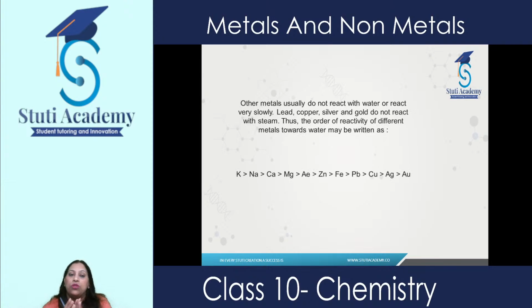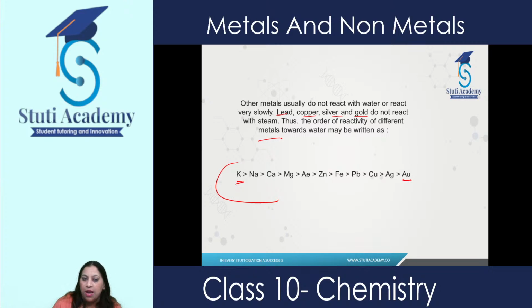Then apart from those metals, there are other metals like lead, copper, silver, gold. They do not react with steam because they are less reactive metals, and the rate of reactivity is like this. Potassium is the most reactive one, and gold is the least reactive one. So this is how they react with water, and that's why silver and gold do not react with water, and we can use them in making ornaments due to their less reactive nature.